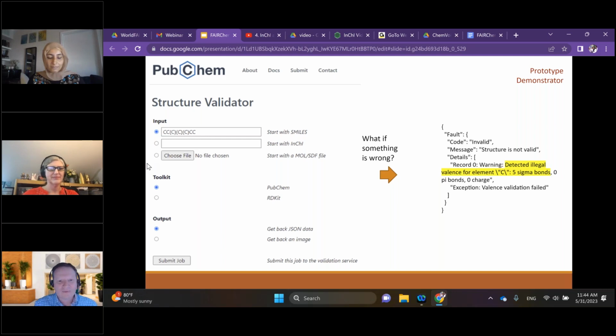It turns out that what we've represented there isn't a valid structure according to whatever rules we might have set up for our particular domain of chemistry. Here is highlighted the fact that you've got 5 sigma bonds to a carbon, which may not be what you would expect, particularly in an organic context. Though if you're into boron chemistry, you might disagree.